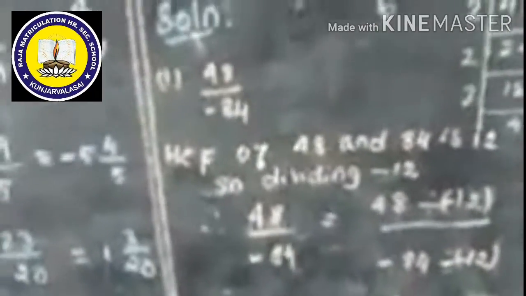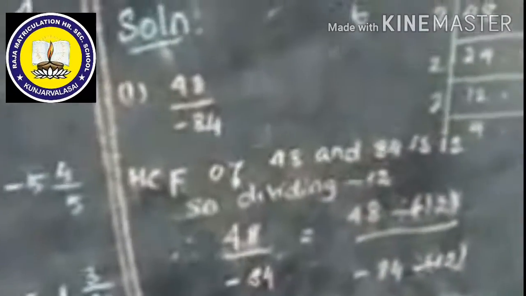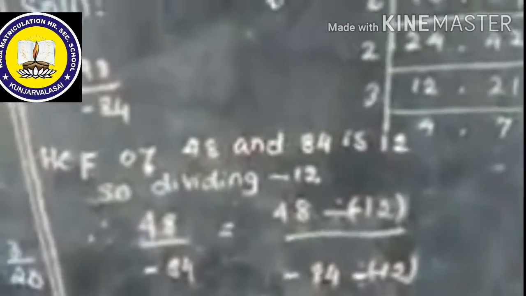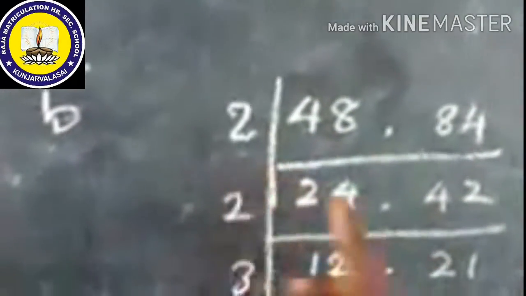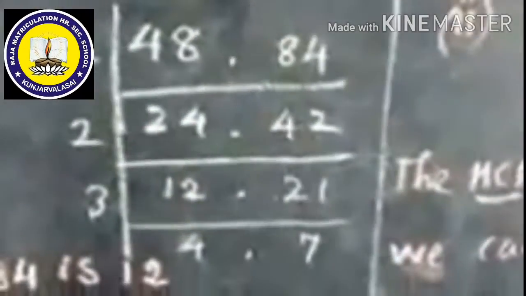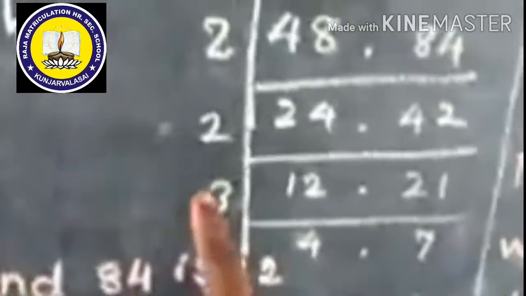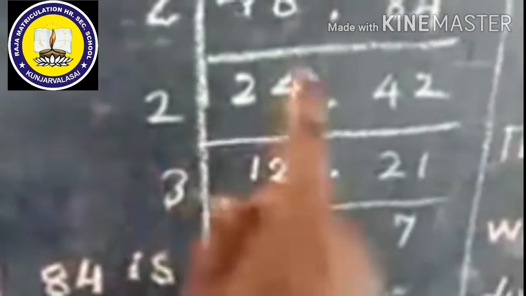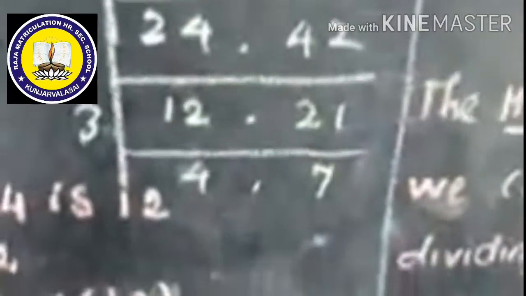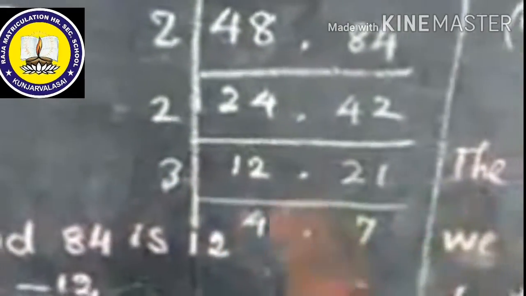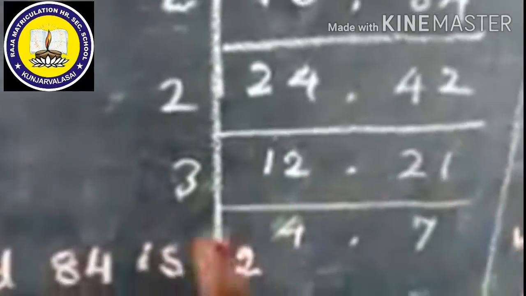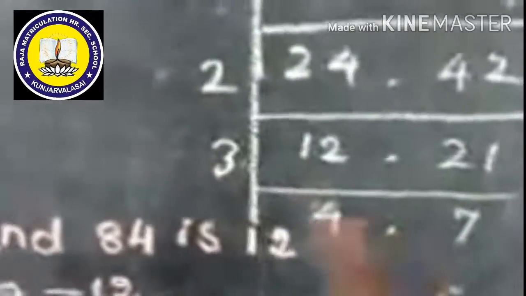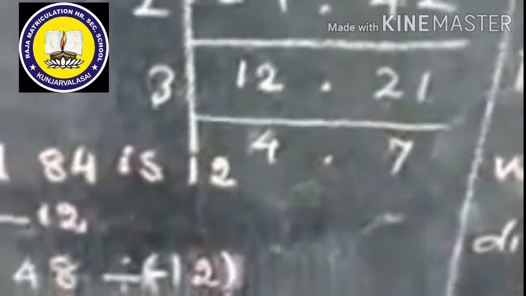We can choose the two table. 24 twos are 48 and 42 twos are 84. Again we can choose the two table. 12 twos are 24, 21 twos are 42, and we can choose the common factor. Which number? 21 is not divisible by 2, so we can choose the 3 table. 3 4s are 12 and 7 3s are 21. Then 4 comma 7, there is no common factor of 4 and 7. So 2 2s are 4, 4 3s are 12. Therefore the HCF of 48 and 84 is 12.